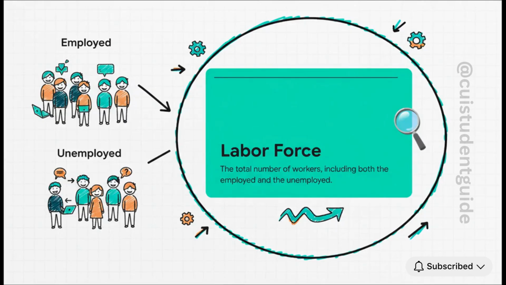And this brings us to a really key term. If you take those first two groups, the employed people and the officially unemployed people, and add them together, you get what's called the labor force. Think of this as the total pool of people who are either working or actively trying to.